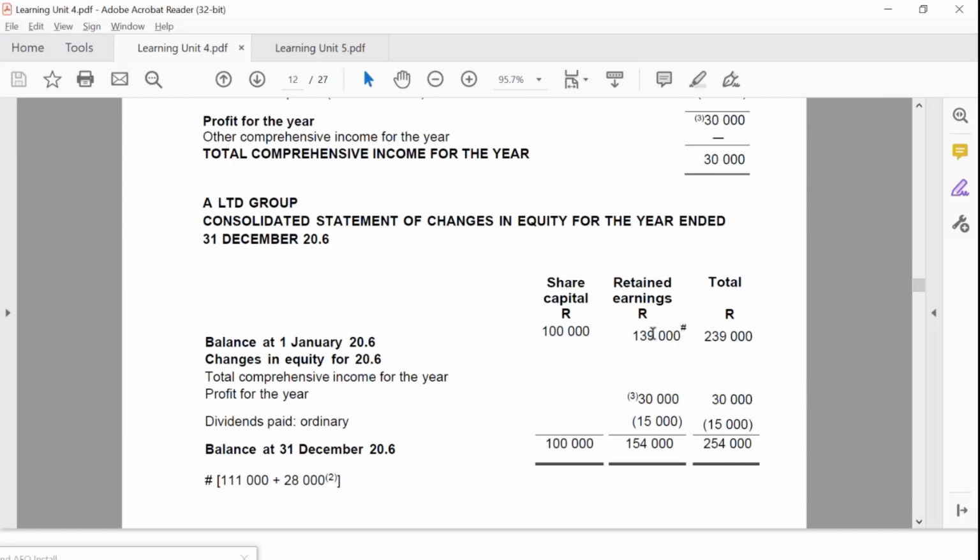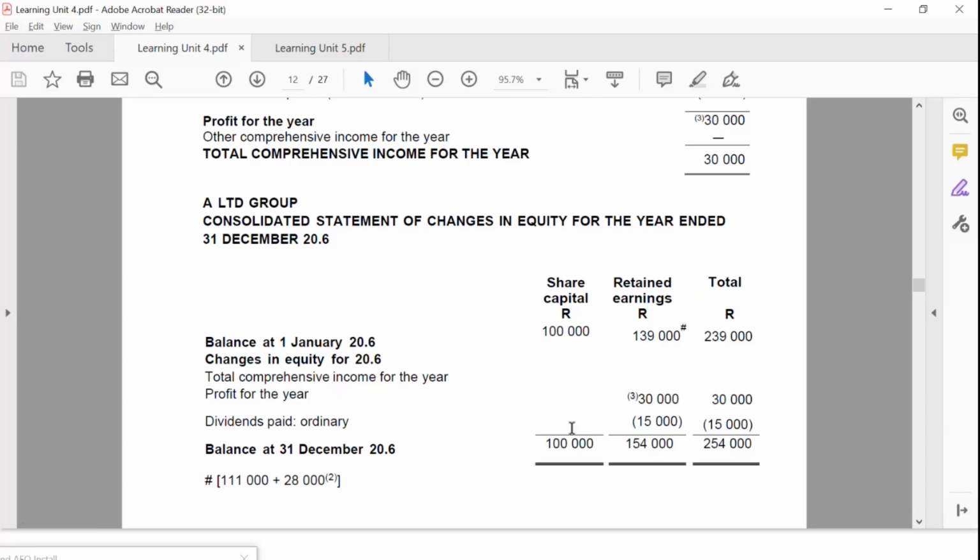Yes, 139,000. So this 139,000 is the 111,000 from A Limited plus the 54,000 of B Limited. You've combined it. Like I said, the first thing is to join the two. Then, because of the pro forma journal entry of debiting retained earnings of 26,000, you minus 26,000. Then you get 139,000 at beginning. Then you bring your profit for the year, 30,000.